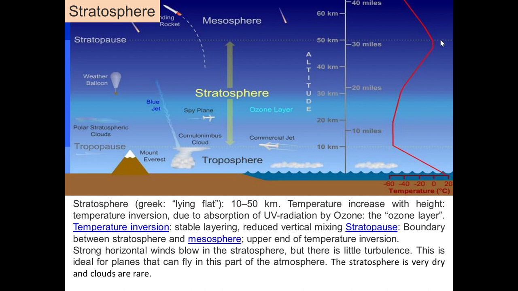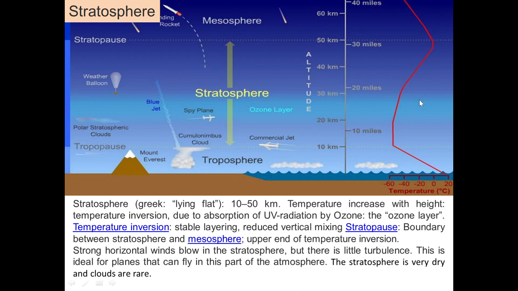Say plus 2 degrees Celsius. So what is the significance of the stratosphere, and why is temperature inversion the major activity in the stratosphere? Because of the absorption of ultraviolet radiation by the ozone. Here is this layer, the ozone layer.